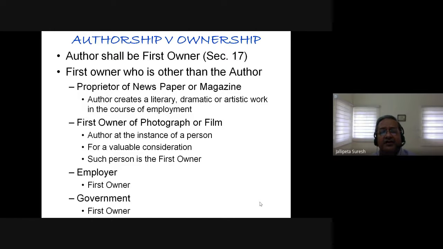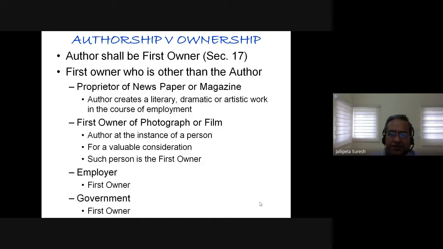Now let's understand the difference between authorship and ownership. Author shall be the first owner. That's by default under law. A person who creates is considered as a first owner, right? And there are situations where the first owner could be other than the author.